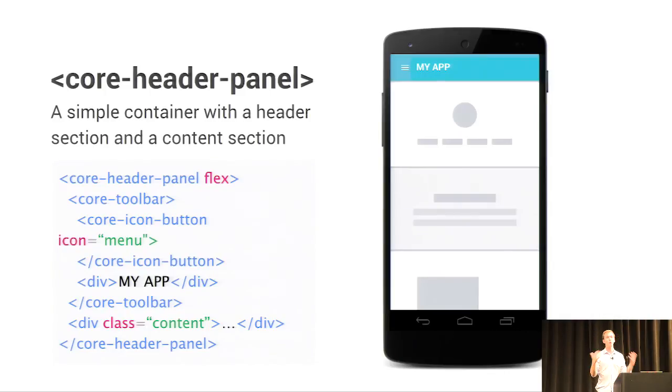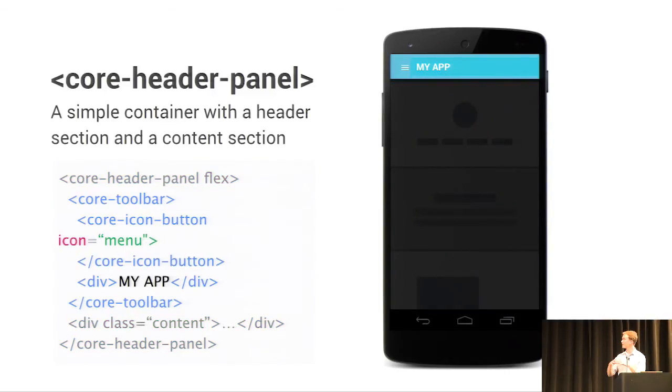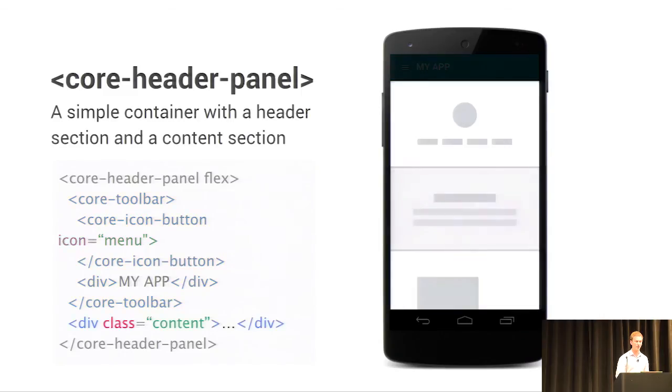Underneath that, our core toolbar that we created in the previous slide, and that has our icon button and our title. And then below that, we have our content child. So we have our header and toolbar, which is the top piece, and then the second child is the content. And core header panel knows that that's what it expects. It knows to lay those out as I've shown.